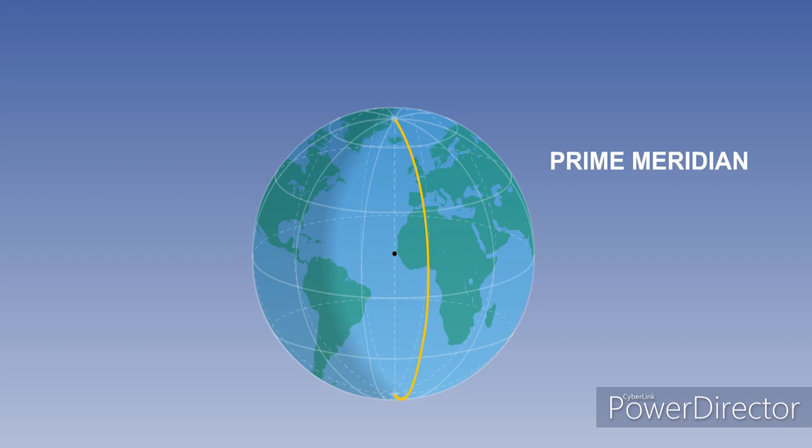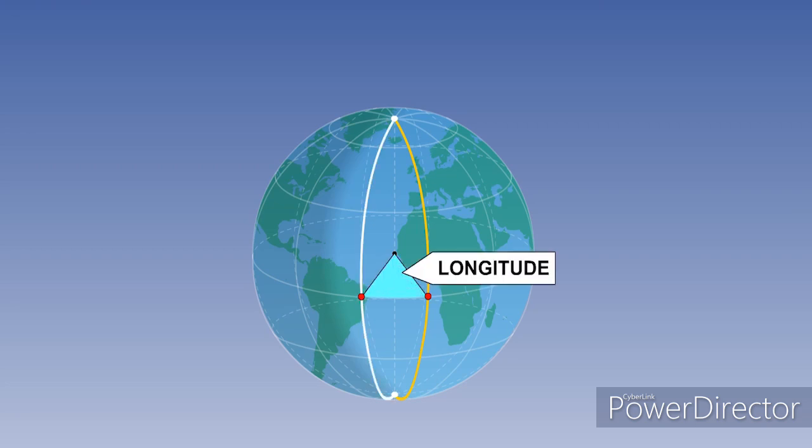The prime meridian runs from pole to pole and bisects a place in London called Greenwich. The prime meridian is often referred to as the Greenwich meridian for this reason. Longitude of any point is the shorter angular distance of the arc along the equator, between the prime meridian and the meridian through that point.